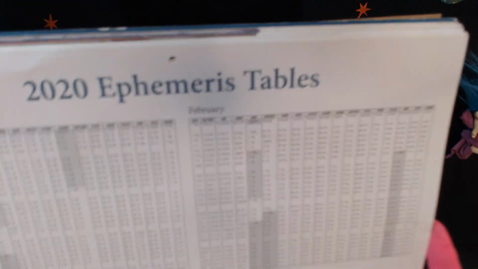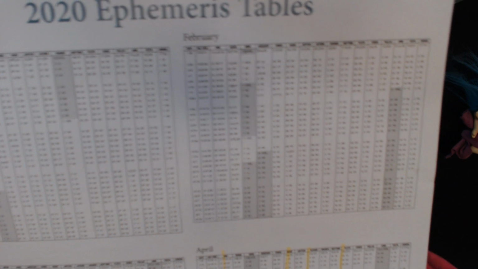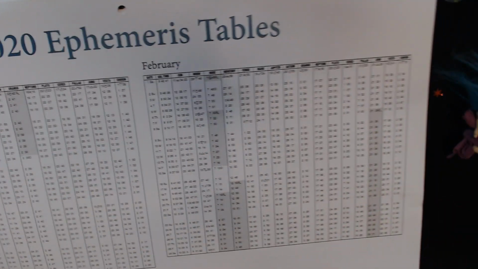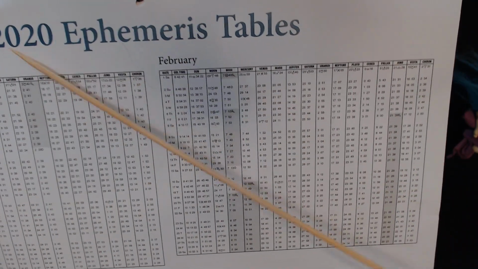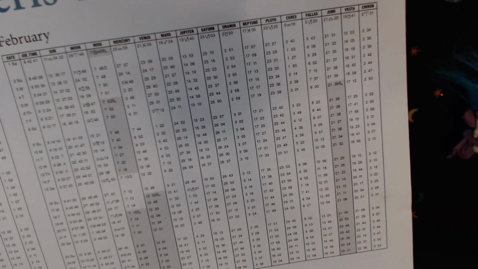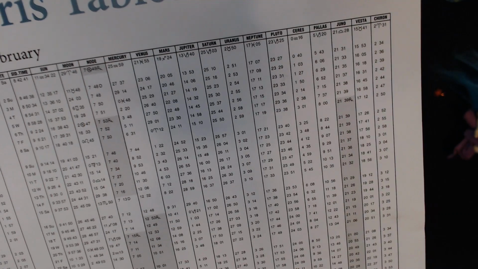I'm going to use this ephemeris though, because it's out of that Llewellyn calendar I've showed you in the past. This just comes in the back, so it's a little bit easier for me to hold more than anything. And this is from 2020, the ephemeris table. So every calendar always has that.